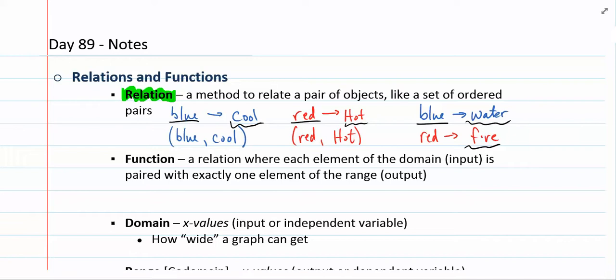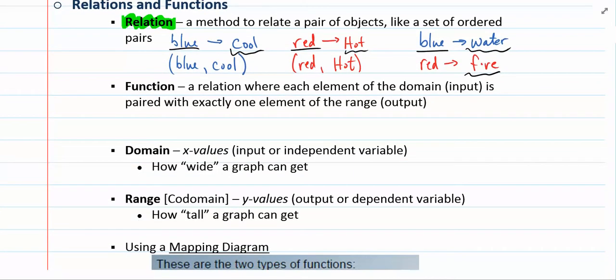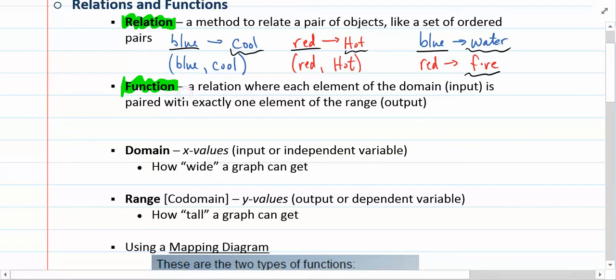Now, relations have their place in mathematics when we're talking about numeric values, not just verbal values. But our point of focus for this unit is with functions, not relations. And the difference between a function and a relation is that a function is a relation where each element of the domain, each input, as we call it, is paired with exactly one element of the range, or the output.